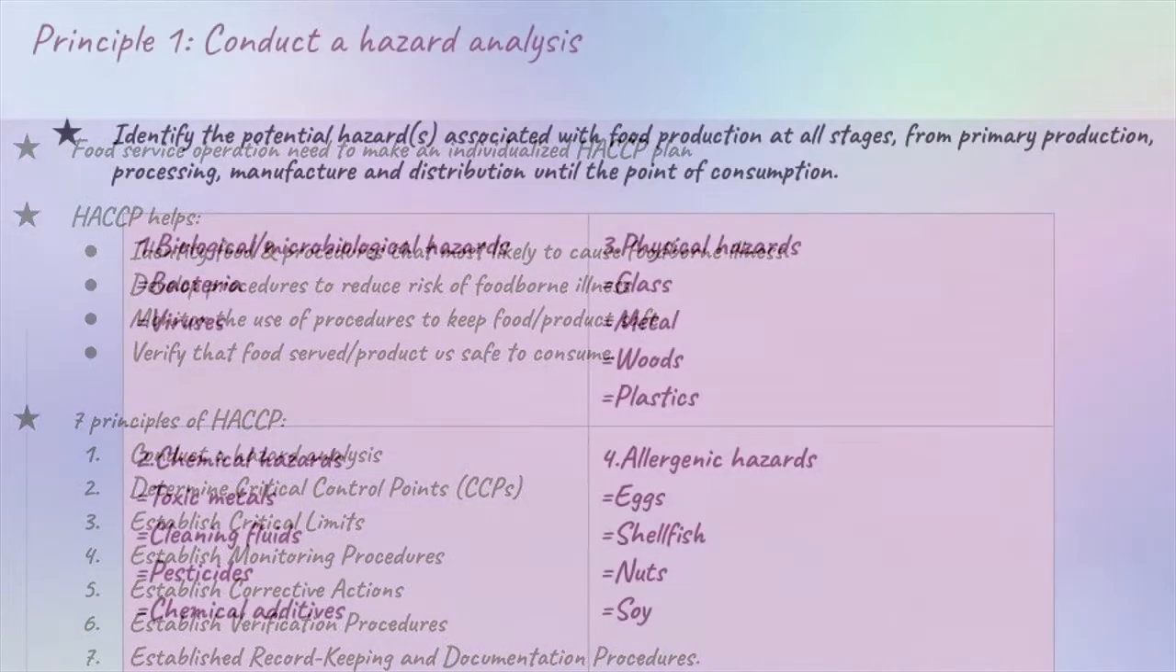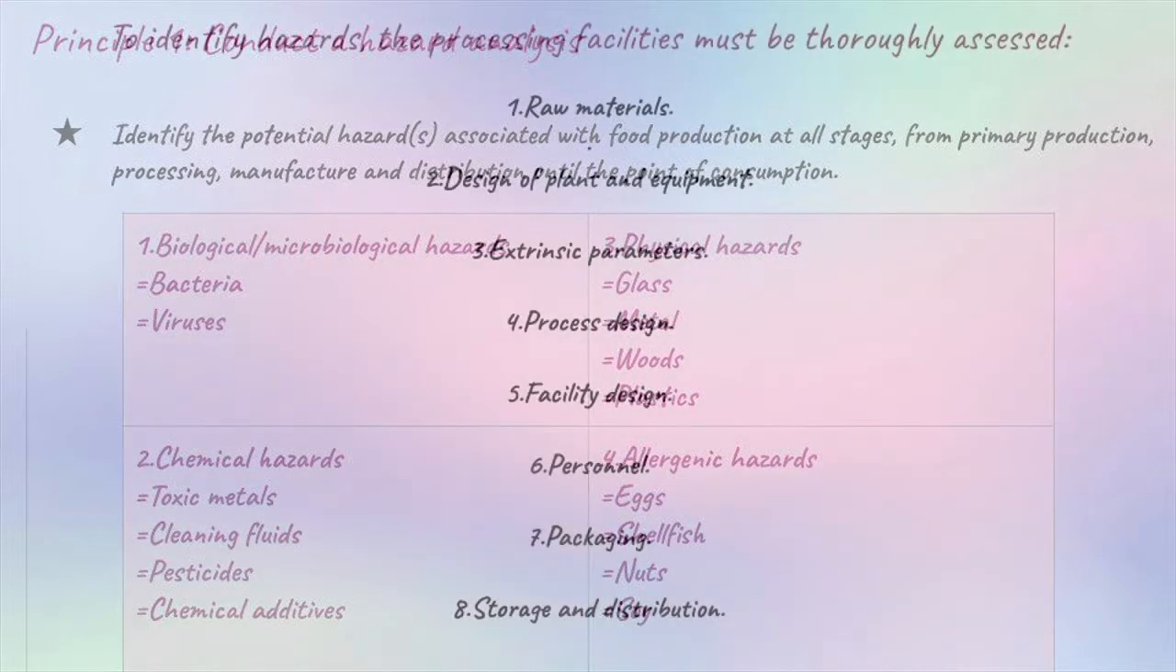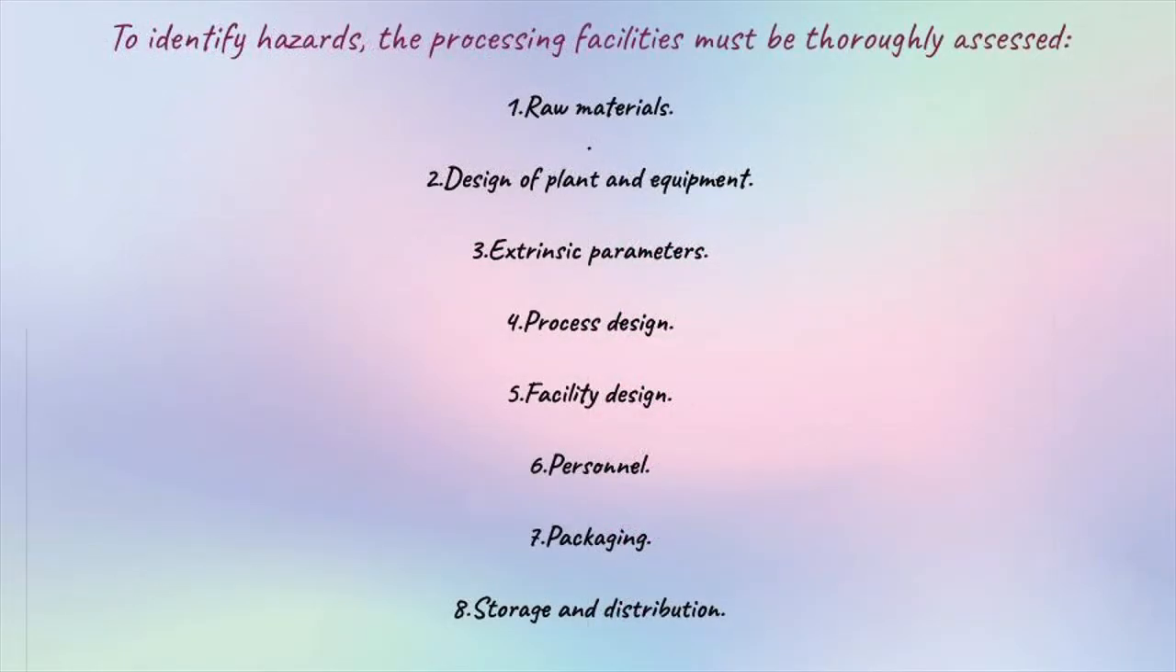Principle 1. Conduct a hazard analysis. It identifies the potential hazards associated with food production at all stages, from primary production, processing, manufacture, and distribution until the point of consumption. These are some examples of the potential hazards. To identify hazards, the processing facilities must be thoroughly assessed.